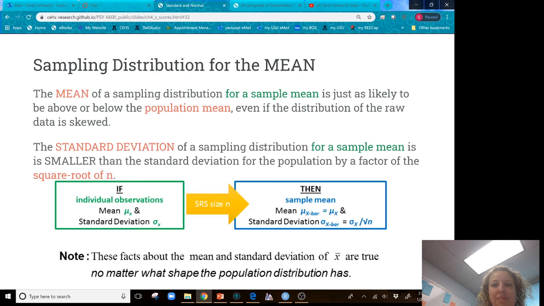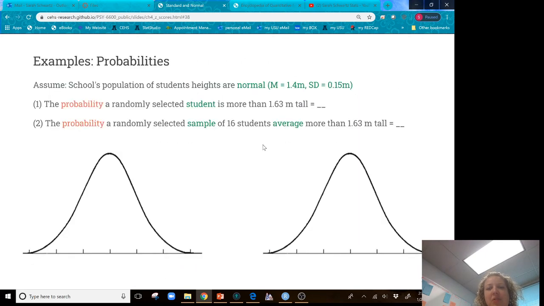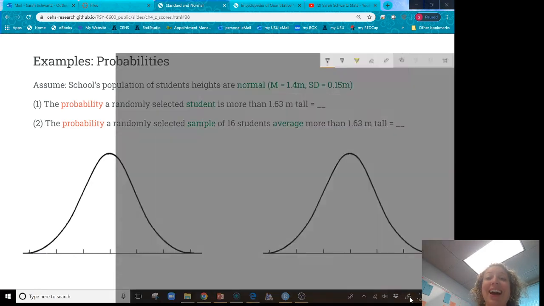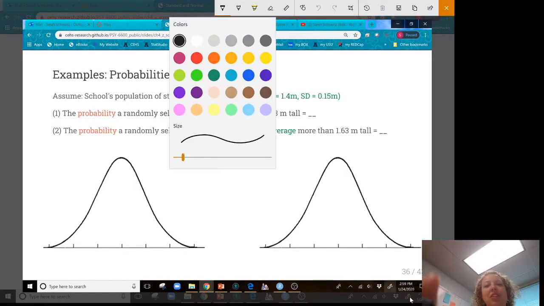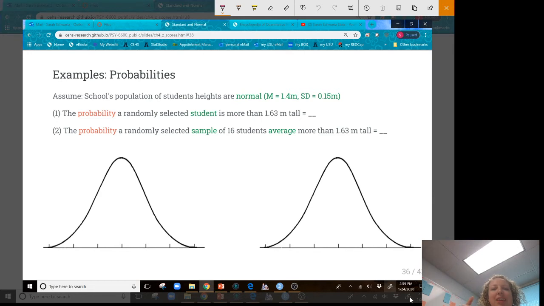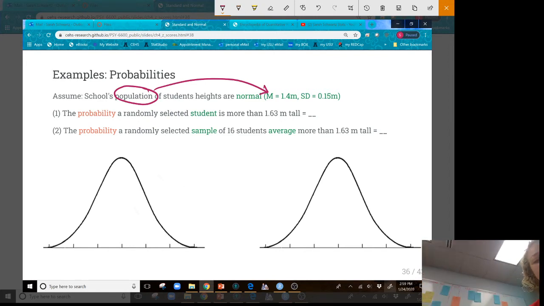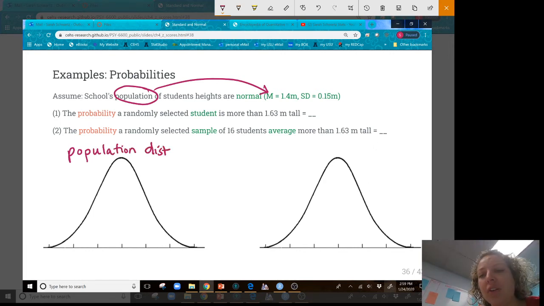All right. I'm going to come down to this problem. This is the one that's not done on the slides, and I want to make sure that you guys all know how to do it. So the population is the same. There's only one population here. So I'm going to write on this one the population distribution. And the other one I'm going to write is the sampling distribution.